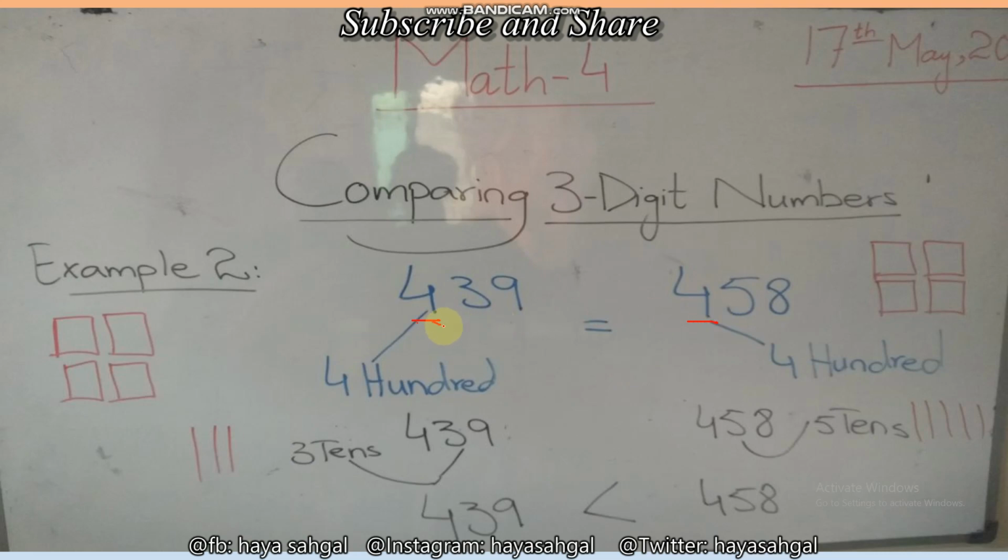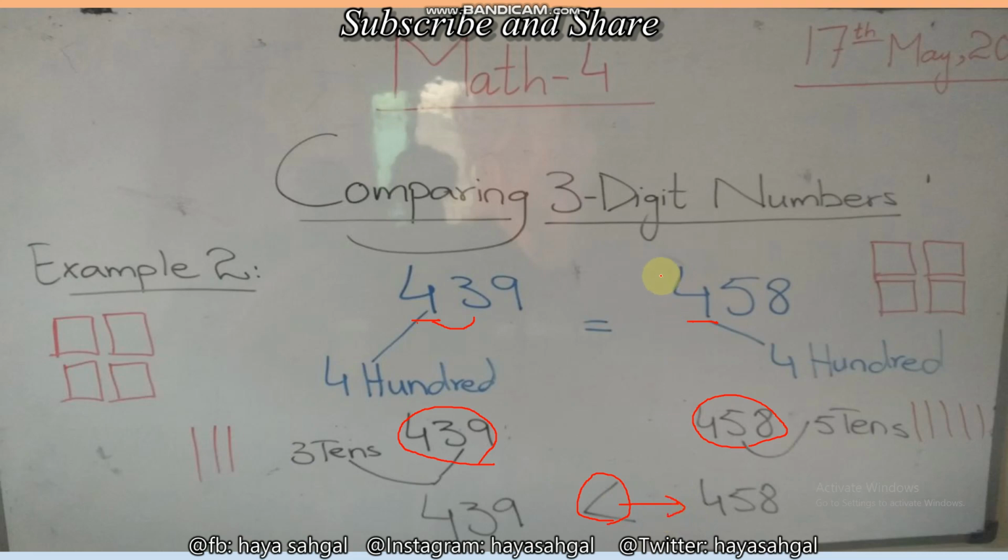After comparing hundreds, we will move towards the tens. Here I have 3 tens and here I have 5 tens. Which tens is greater? 3 or 5? Yes, 5 tens is greater. It means 458 is greater than 439, and we will show it with the symbol. The open mouth of the crocodile will be towards the bigger number, that is 458.